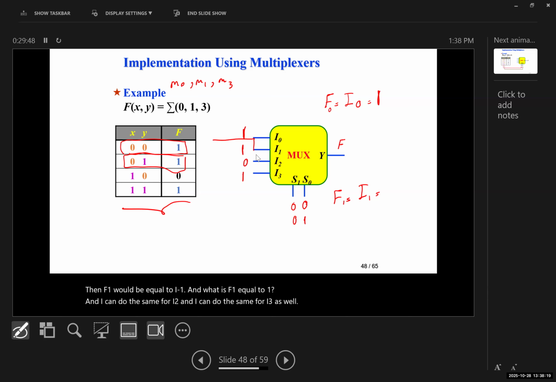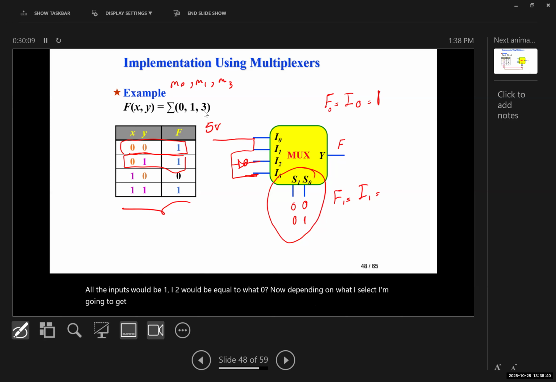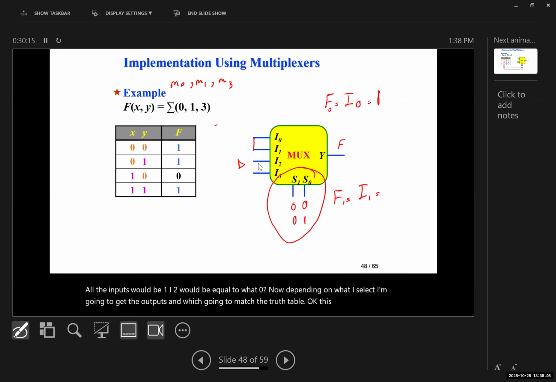So now I can even make it easier. I can connect all of these together, and I can connect I3 with a NOT gate. So now I will connect this to a 5-volt or a 1. All the inputs would be 1. I2 would be equal to what? 0. Now, depending on what I select, I'm going to get the outputs which are going to match the truth table. Okay. This is an easy situation.